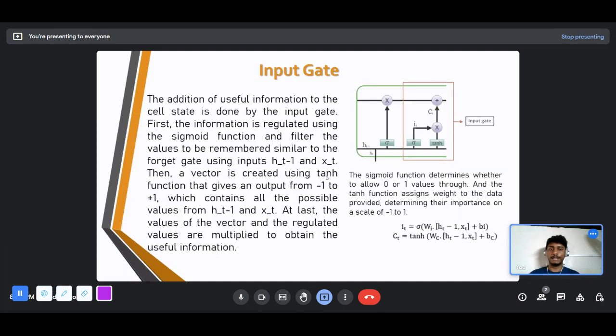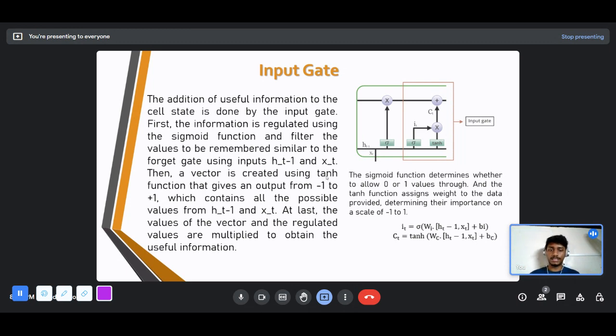Moving on to the next slide, the input gate. Now this is the second gate which we have, and the addition of useful information to the cell state is done by the input gate. First, the information is regulated using the sigmoid function, which filters the values to be remembered, similar to the forget gate, using inputs ht-1 and xt.